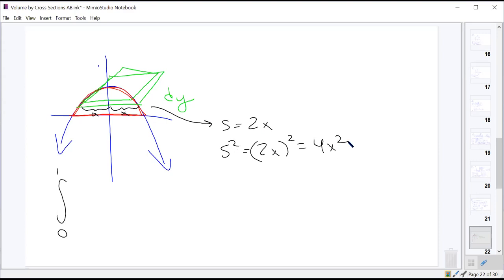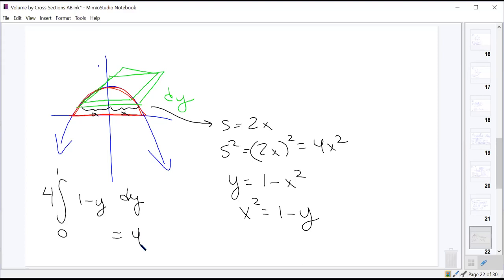And we want to do it all in terms of y, though. And since y equals 1 minus x squared, we know that x squared should be equal to 1 minus y. So we're going to take 4 times the x squared, put it out here, 1 minus y, dy. Does that make sense? Yeah.